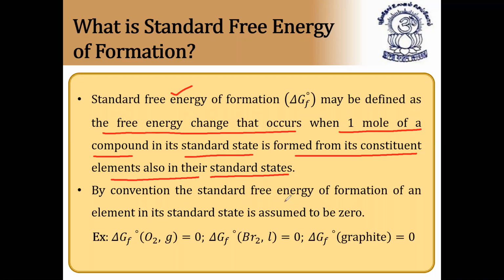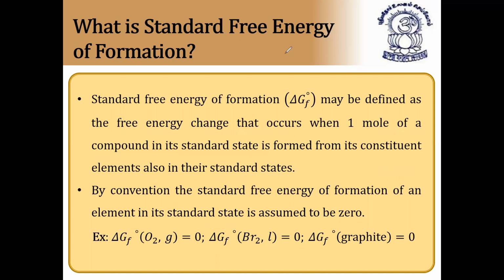By convention, the standard free energy of formation of an element in its standard state is assumed to be zero, like delta S of an element in its standard state is assumed to be zero. So delta GF of oxygen is zero, delta GF of liquid bromine is also zero, and delta GF of graphite is also zero, whether the element is in solid, liquid, or gaseous form. I hope it's clear.